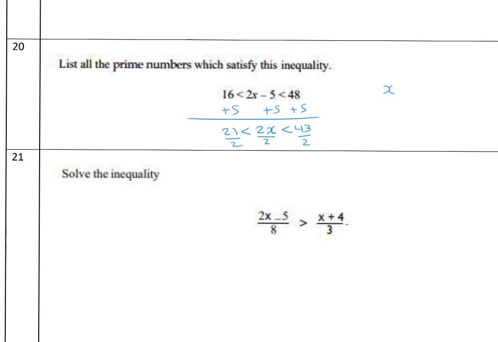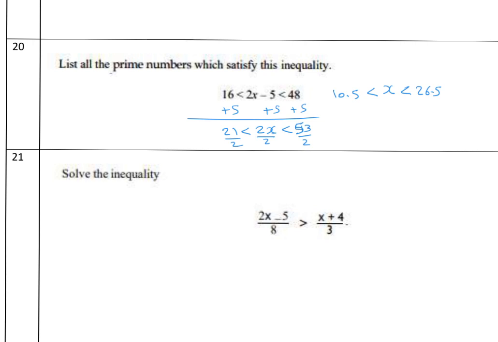You have x more than 21 divided by 2, which is 10.5. And 48 plus 5 is 53, sorry, not 43. And less than 53 divided by 2, 26.5? Yes. Okay. So after we divide by 2, x more than 10.5 and less than 26.5.